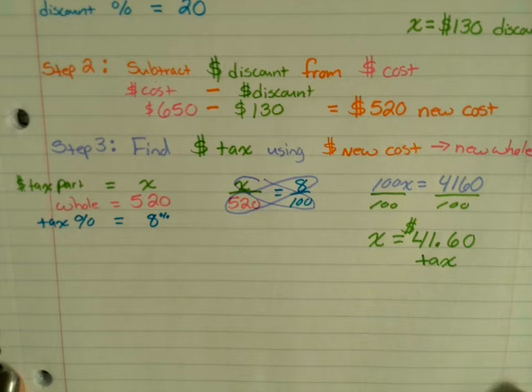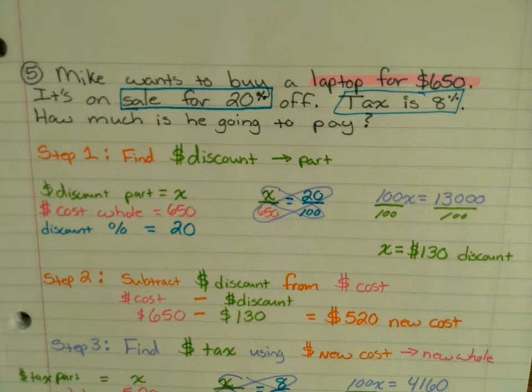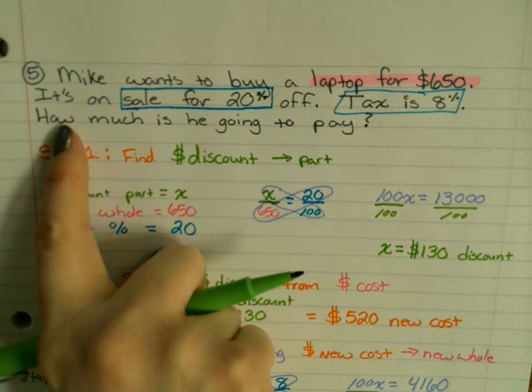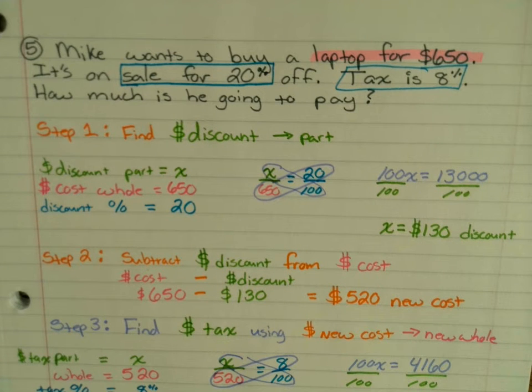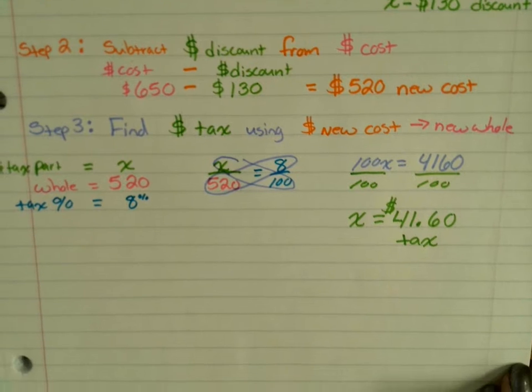Did I answer the question? No, because the question didn't say how much is the tax. What does the question say? How much is he going to pay? Does he have to pay tax? Yes. Does he also have to pay for the item? Yes. So in order for us to find out how much he is going to pay, we have to continue with the rest of the problem, which is step 4.